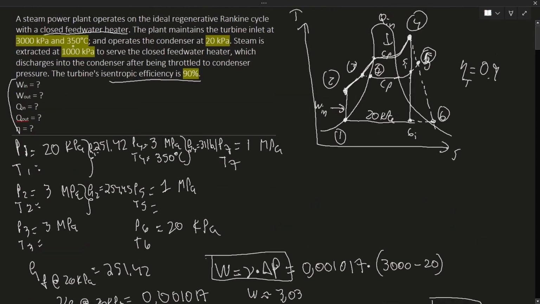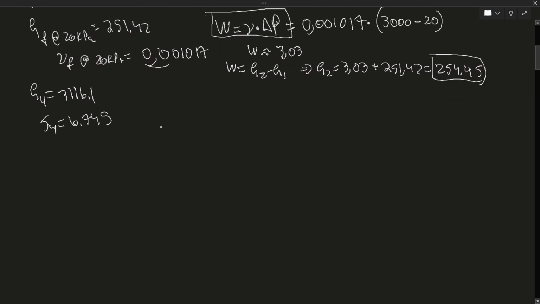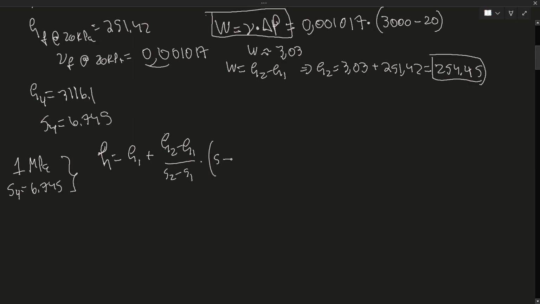At point 5, it says over here, P5 is equal to 1 MPa. So you have 1 megapascal and saturated, or entropy at 6.745. You have to check your superheated tables, and then you have to interpolate. So I'll write you the interpolation. H is equal to H1 plus the slope, (H2 negative H1) over (S2 negative S1), times the S that we have, negative S1.